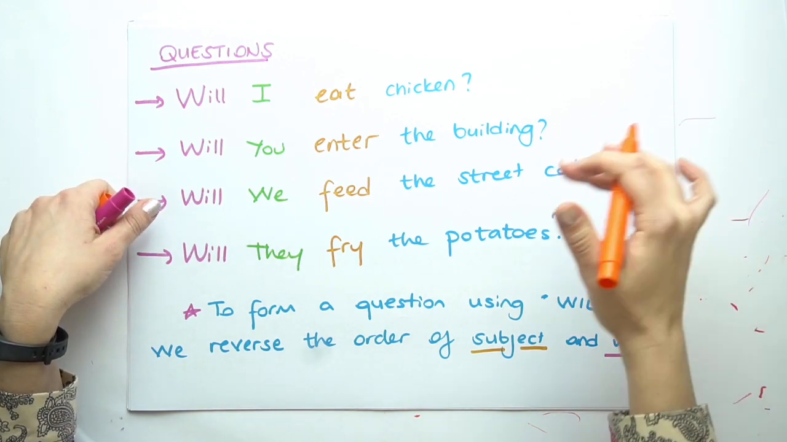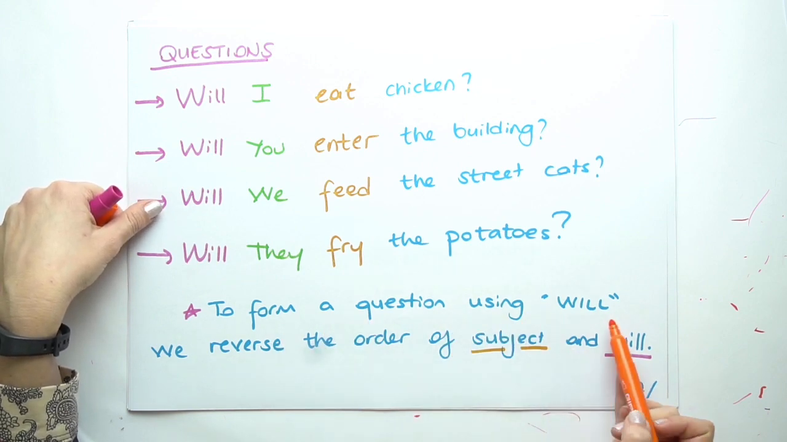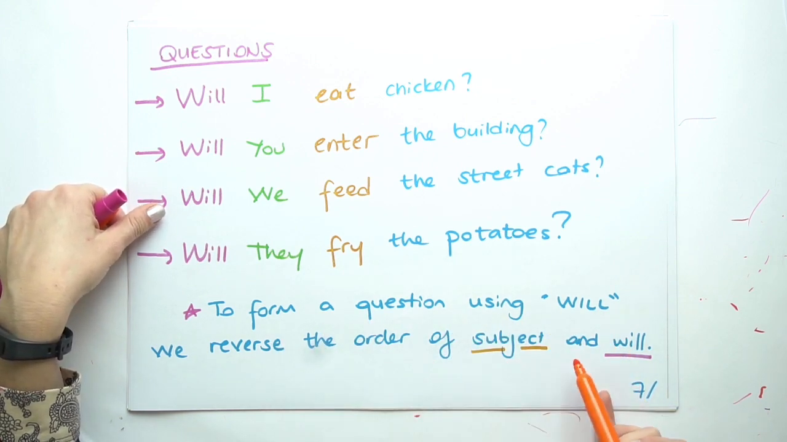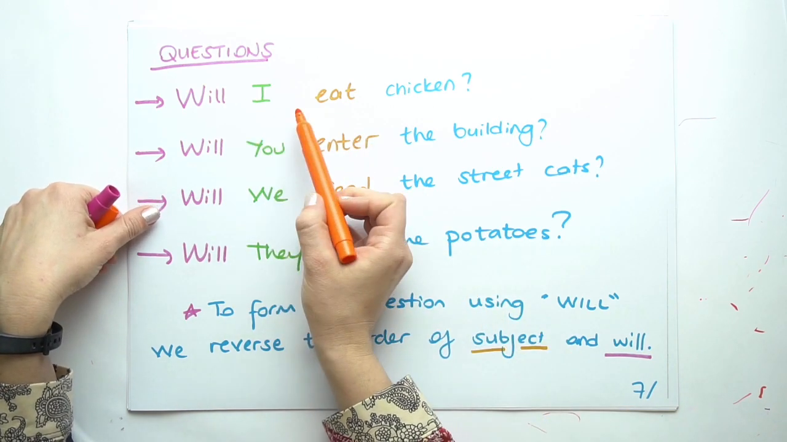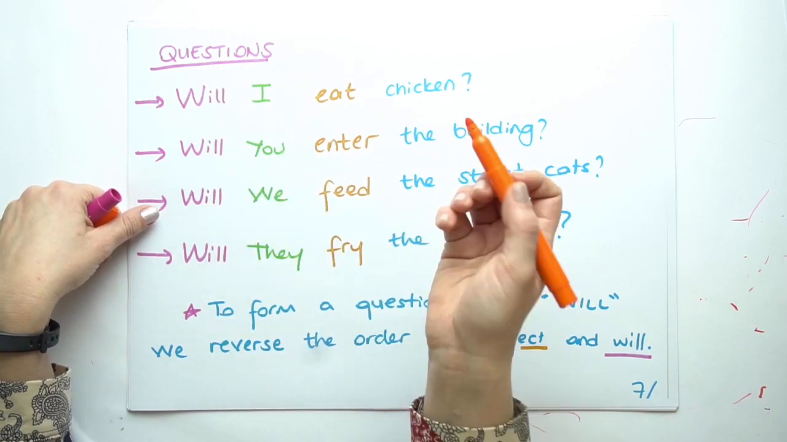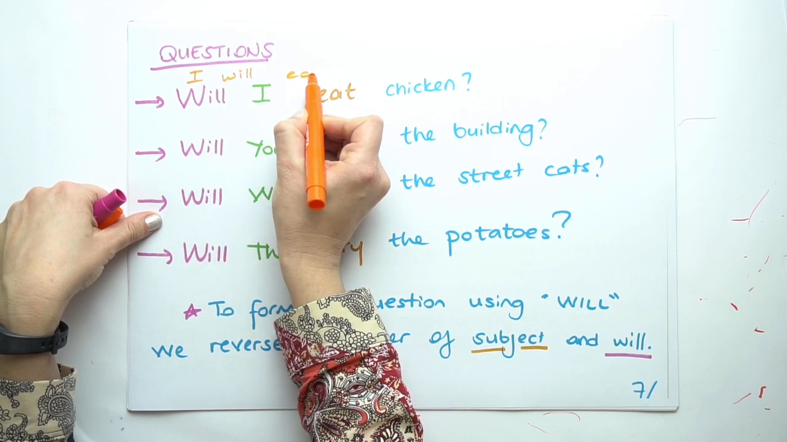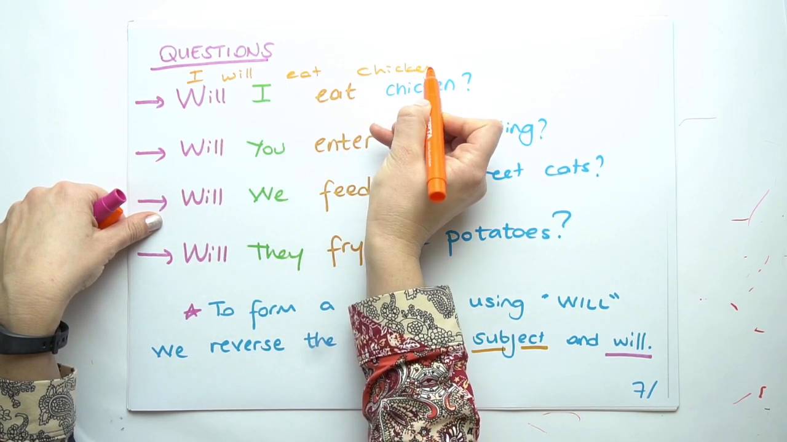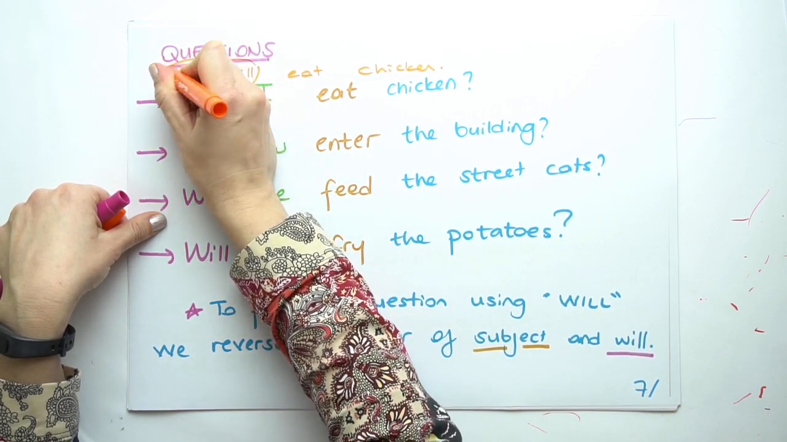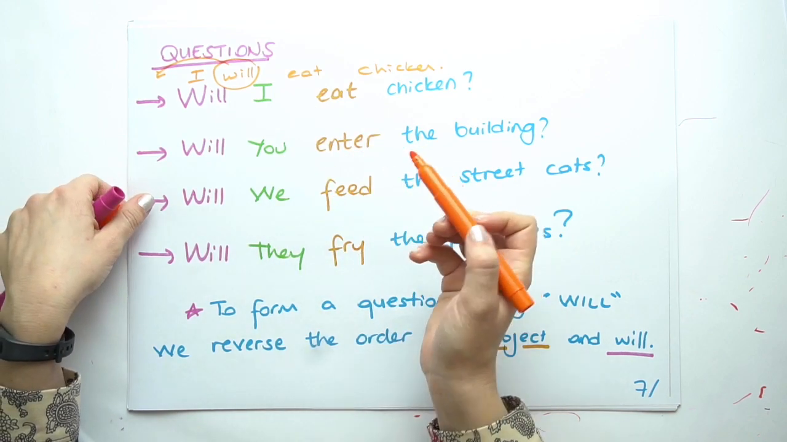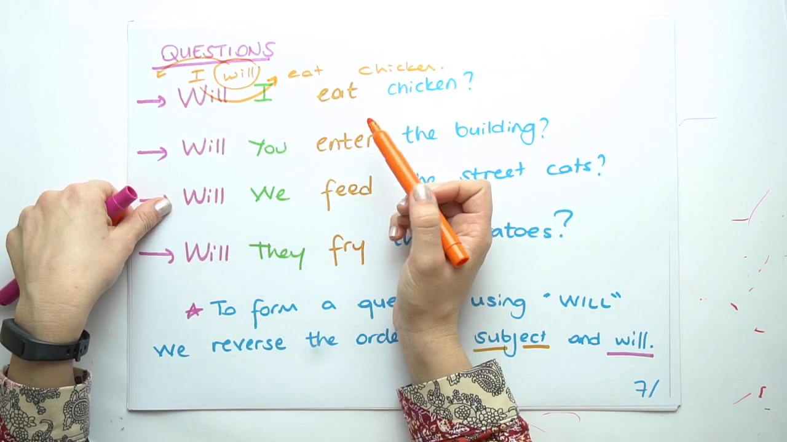Now questions. How do we make questions with modals? To form a question using will, we reverse the order of subject and will. Let's take a look at the first sentence. Will I eat chicken? The positive form of this sentence is I will eat chicken. So what I do is take will from in front of the verb, after I, and change their places. Will goes to the beginning.